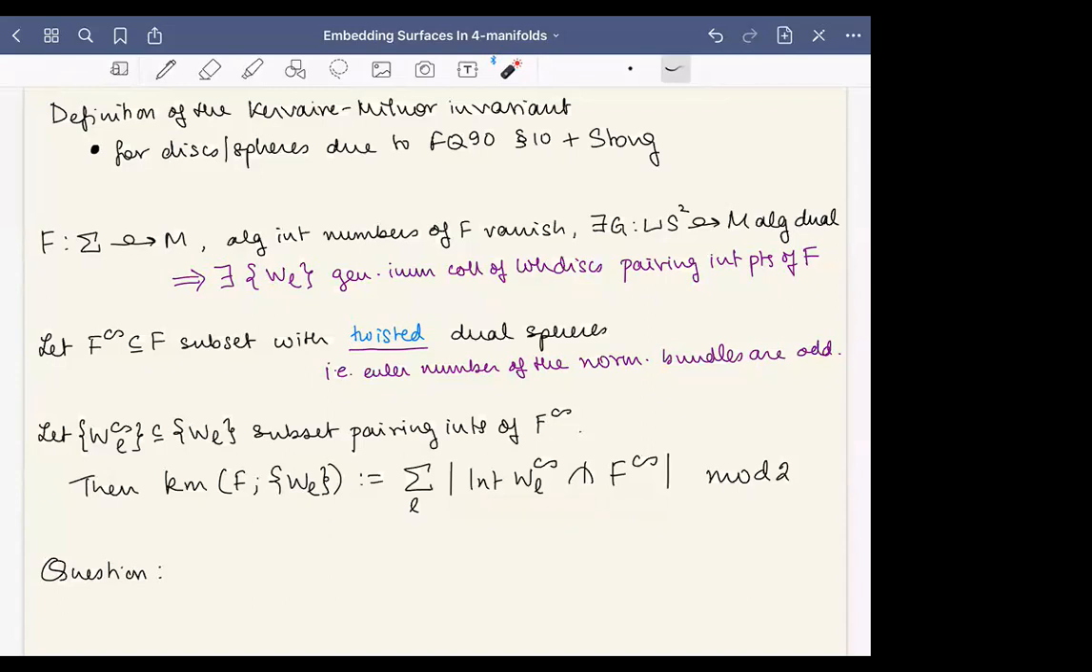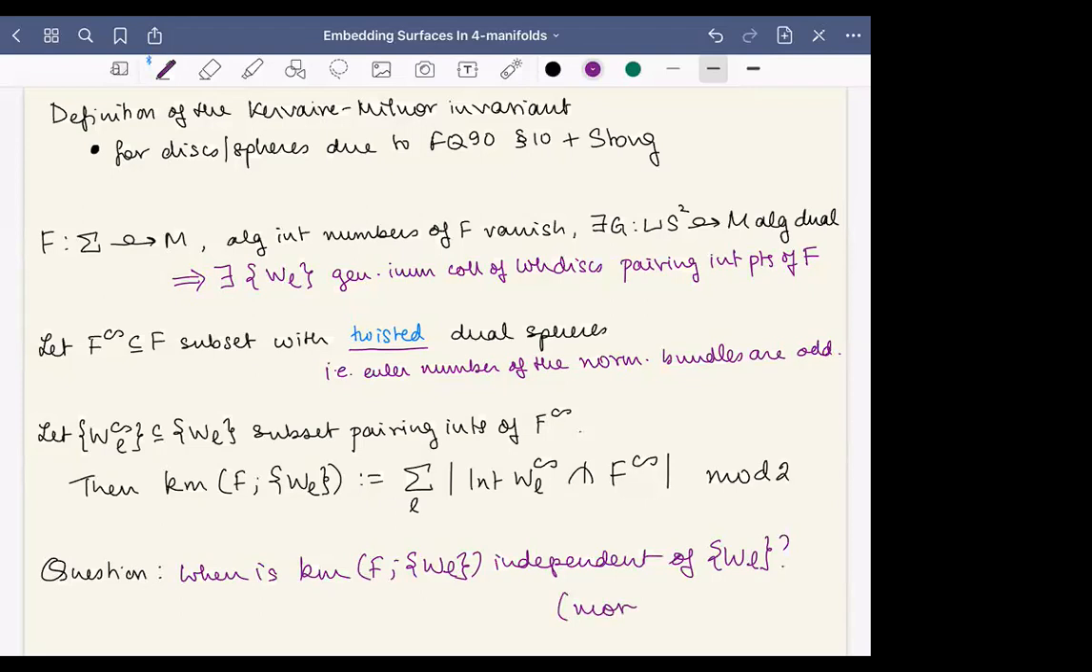At this point, you should have a question. When is this count independent? This guy, I will talk about this, but not right now. Thoughts on this definition?